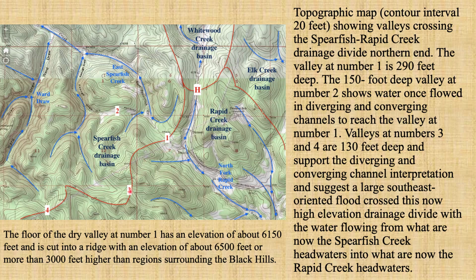Now, if we come to number three here, we've got another erosional valley across the drainage divide. This one is about 130 feet deep, and number four here is another one. And again, these can all be considered parts of a large anastomosing drainage system, which consists of diverging and converging valleys, which would have been formed during a major flood flowing across this region. But again, I want to emphasize there is no source for the water.